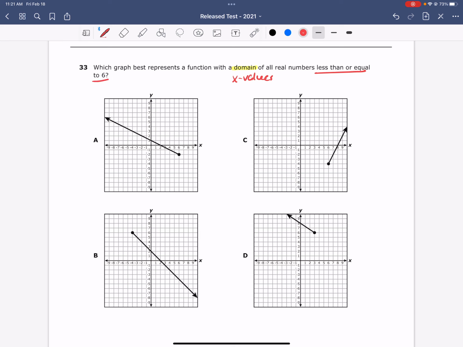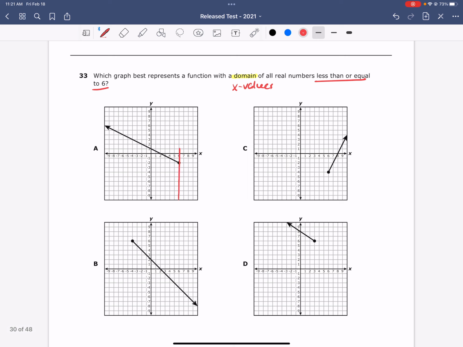So where I'm going to start here is by looking on the x-axis at 6 and figuring out if we have a graph that either starts or stops at 6 on the x-axis. If I were to draw a line on 6 on the x-axis for each of these 4 answer choices, what I'm going to notice is that 2 of them either start or stop at that particular number. Hopefully you notice that letter A stops at 6 and letter C starts at 6.